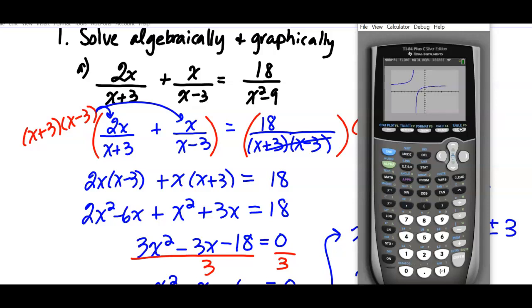Then for that, you're going to use second trace and 0. When y is 0, what's x? Put the cursor to the left of where you think it is, and the cursor to the right of where you think it is. Okay, so either way works.